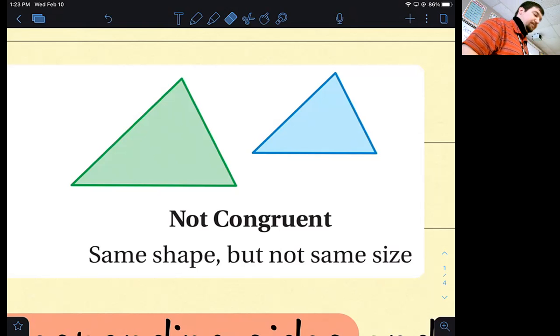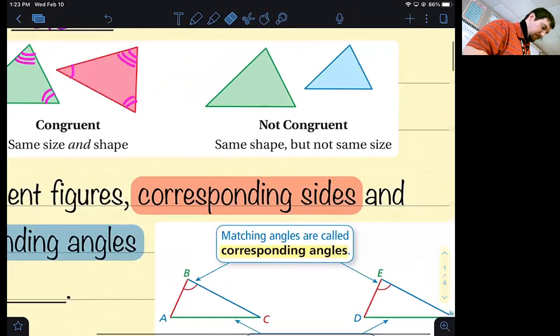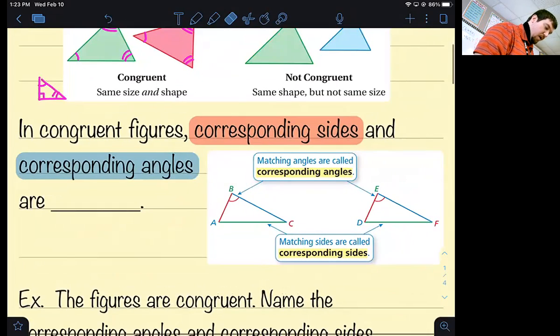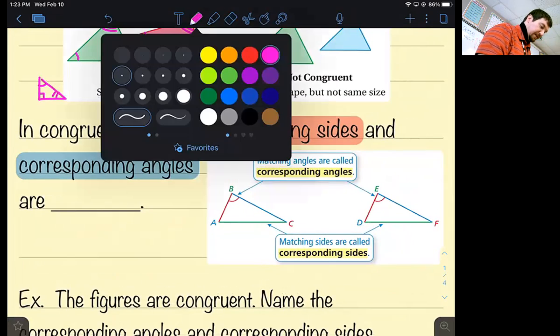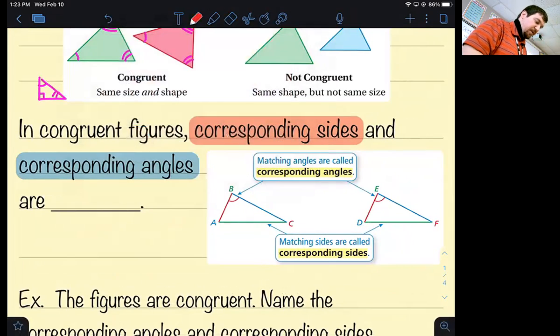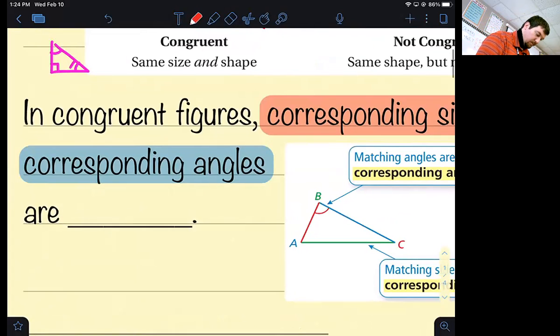Riley? Will we have anything with this lesson with different shapes? There could be different shapes, and if they were, you would say not congruent. That's basically as far as this lesson goes with that. All right, so in congruent figures, corresponding sides and corresponding angles are equal.